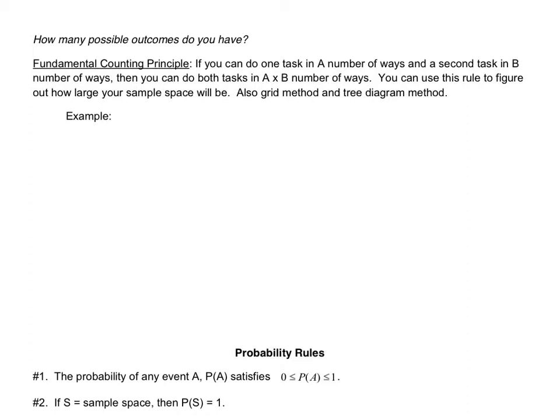So how large is your sample space, or how many possible outcomes do you have? Well, one way to determine it is the fundamental counting principle. If you can do one task a number of ways and a second task b number of ways, then you can do both tasks a times b number of ways. You can use this rule to figure out how large your sample space will be. You could also do a grid method and a tree diagram method. So let's look at all 3 ways to find how big your sample space is going to be.